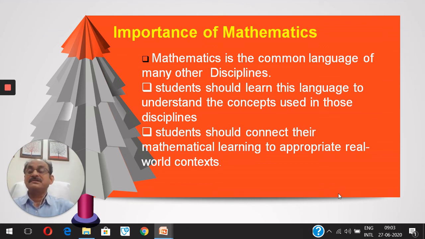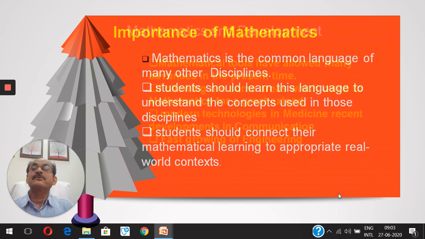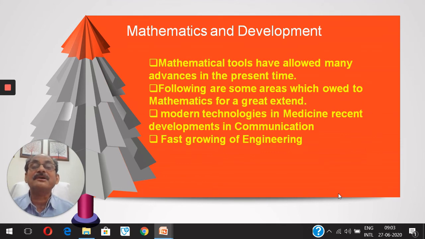The importance of mathematics in other science subjects is very important because we are also doing the work in mathematics, but I am just connected to physics. So we are using physical knowledge and physical concepts, and using differential equations or pure mathematics in that physical sense, or in physics also. So that is a very important thing. Mathematical tools have allowed many advances in the present time. Following are some areas which owe to mathematics to a great extent.